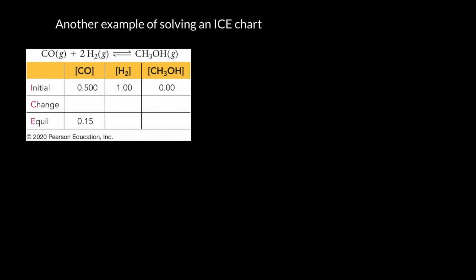In this video, we will solve another ICE chart problem, and then I will give you one to practice. Here is a chemical equation: carbon monoxide plus hydrogen in equilibrium with methanol, and we're given the initial concentrations of carbon monoxide, hydrogen, and methanol. Our job is to figure out the equilibrium concentrations and the equilibrium constant.